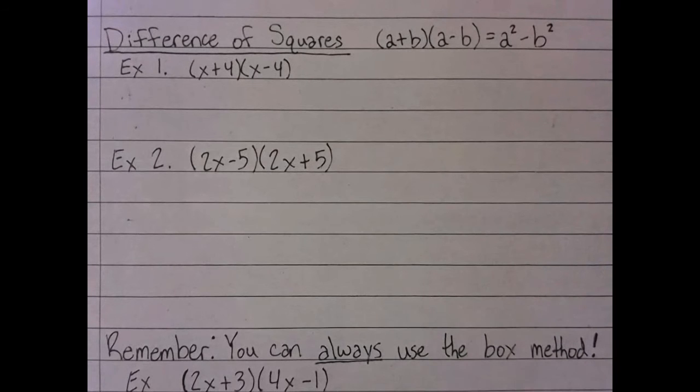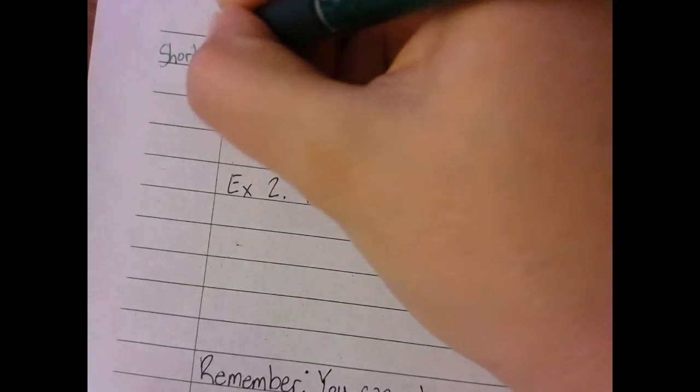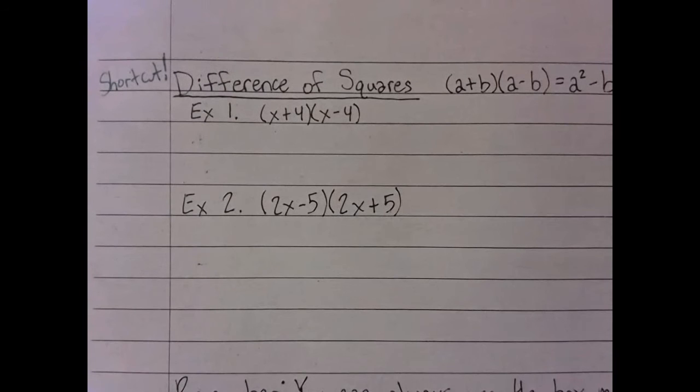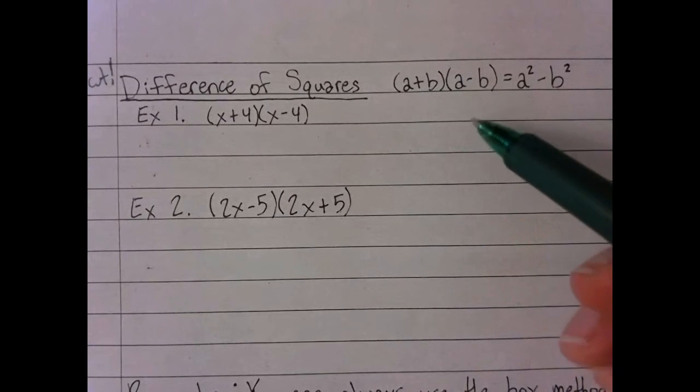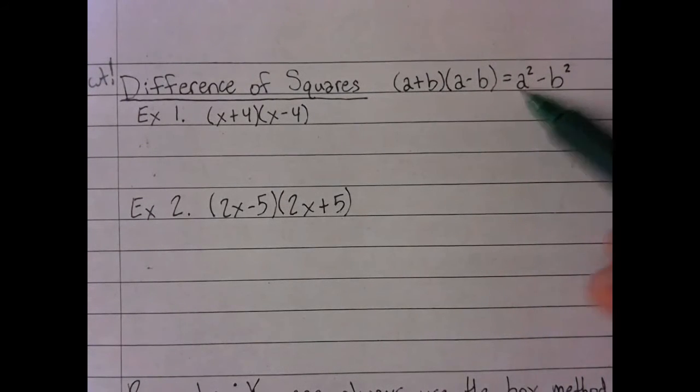All right. The other shortcut is called difference of squares. So again, this is a shortcut. You never have to use it. You can always use the box method. But if you see something like this, a plus b times a minus b, that's the same as a squared minus b squared.